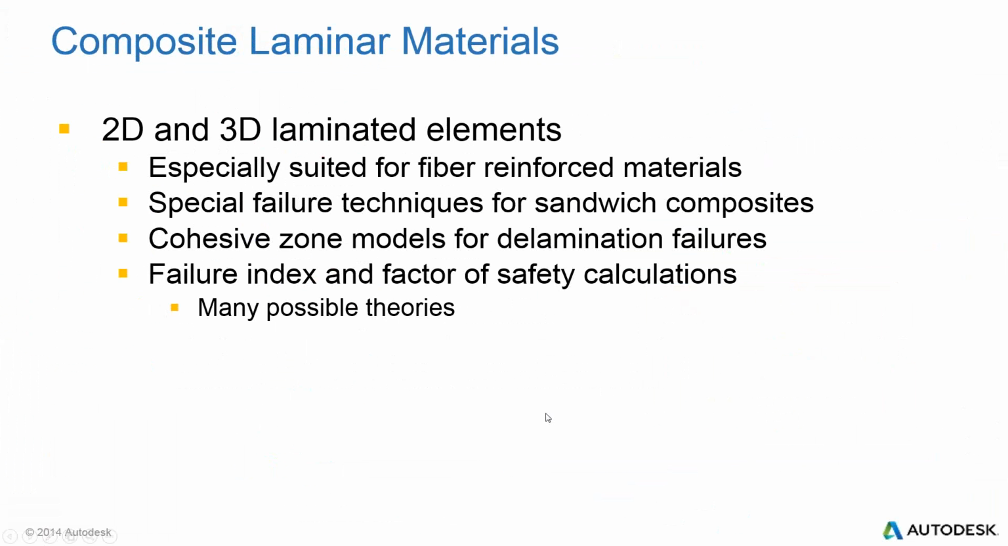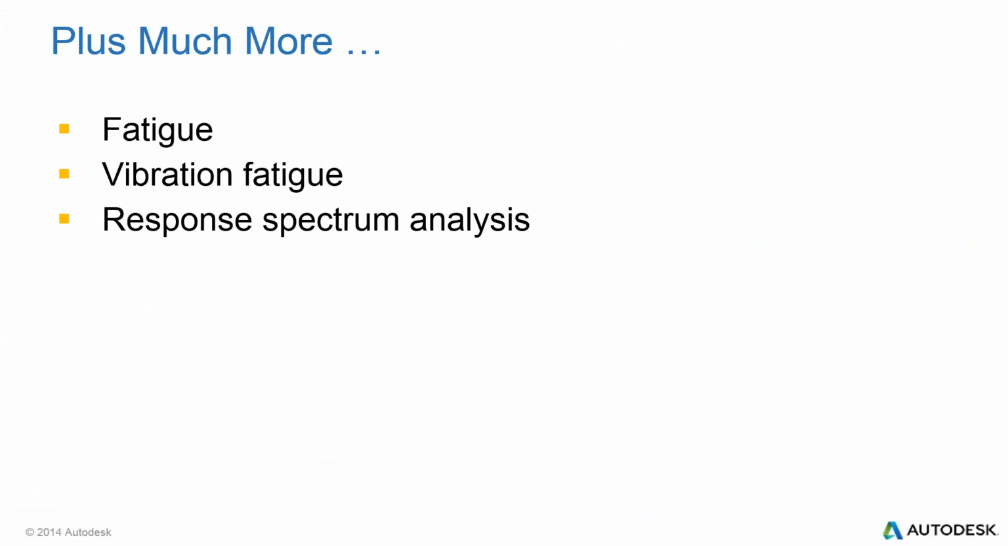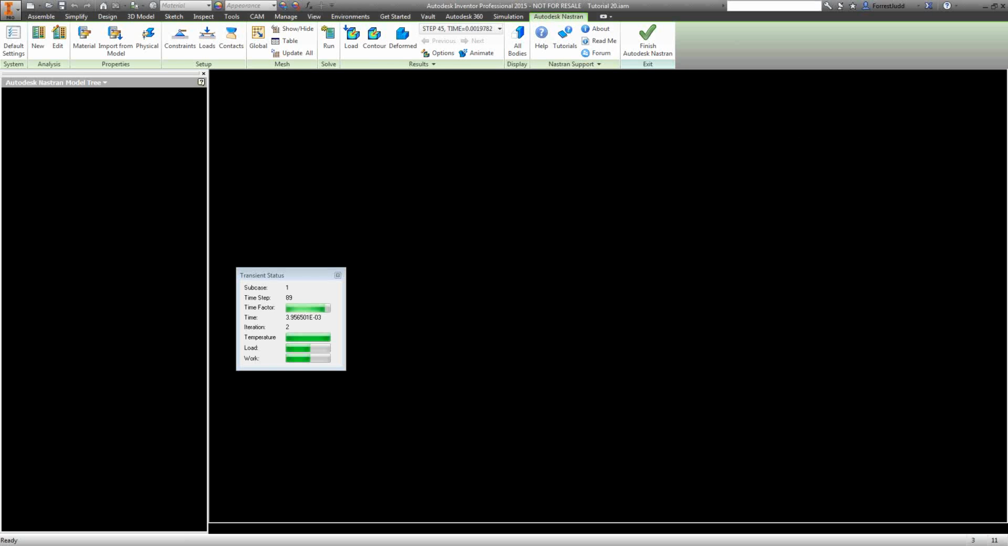We can handle composite materials, both 2D and 3D laminated elements. For example, you can build up a composite with plies, their thickness, their material properties, and their orientation. And of course, we can do fatigue analysis, vibration fatigue, response spectrum, a whole host of different analysis types that ultimately can help you prove out your products digitally before you go on to build them.